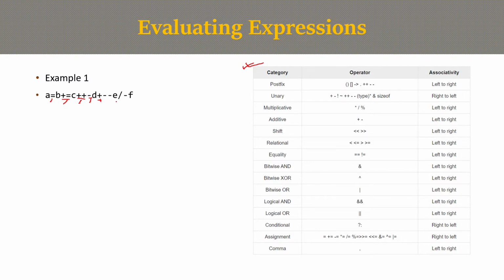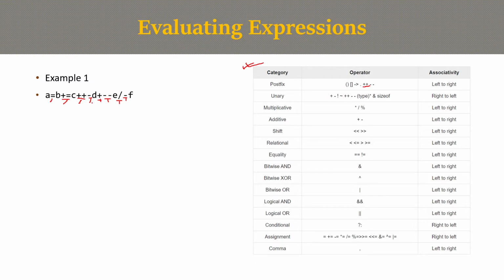Then we have the minus minus e. This minus minus operator is the prefix decrement operator. Then we have the forward slash, our division operator, which falls under the multiplicative category. And then we have the unary minus operator. Out of all these operators from this table, you can see that the postfix increment operator, plus plus, has the highest precedence.